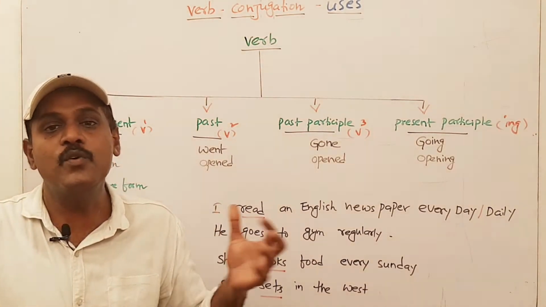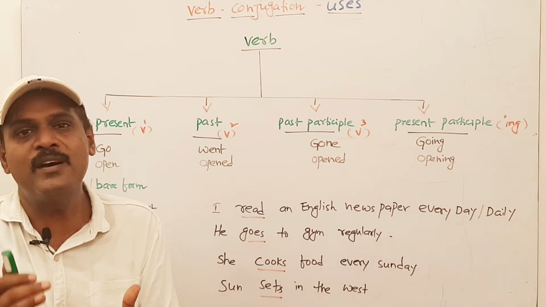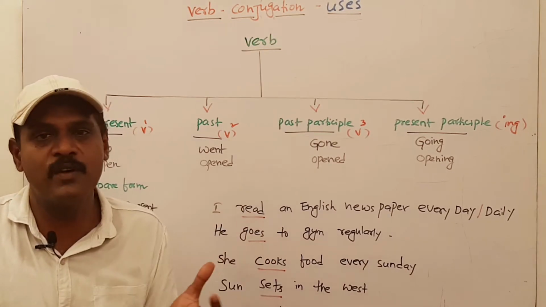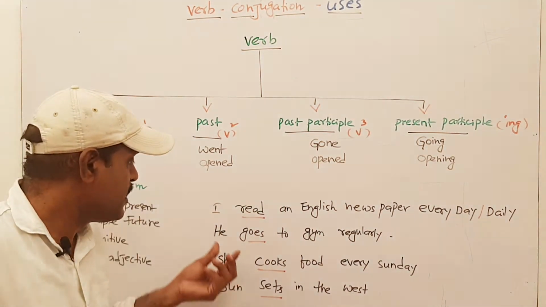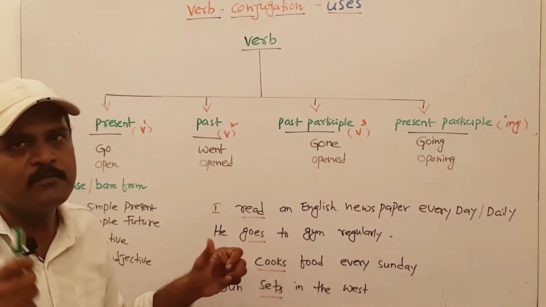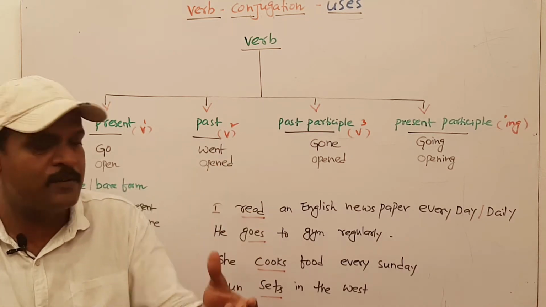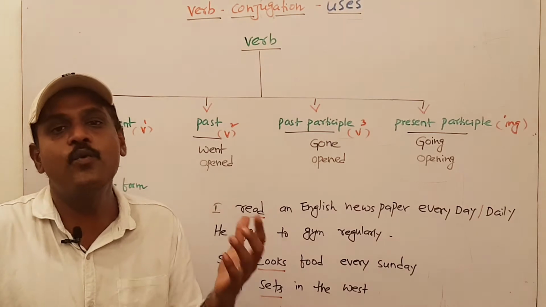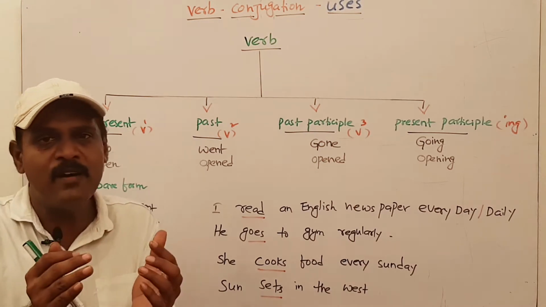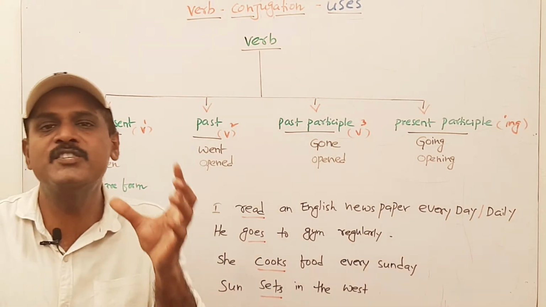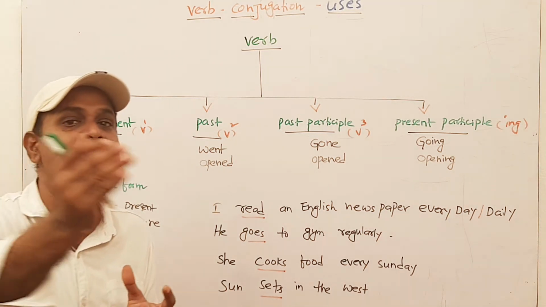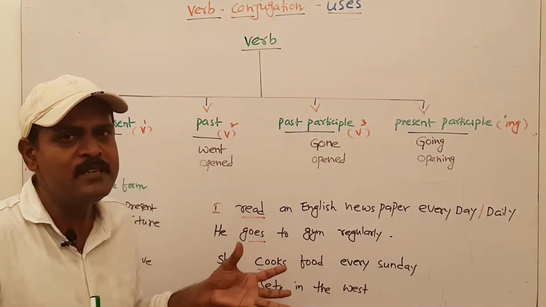Generally we use simple present tense for regular actions. Next one, he goes to gym regularly. It is a regular action, that's why you have to say it in simple present tense. Here the verb is go, but we add es. The reason is that he is the third person singular. Whenever we have third person singular like he, she, it, any singular, we must add s, es, or ies depending on the ending of the verb in simple present tense.